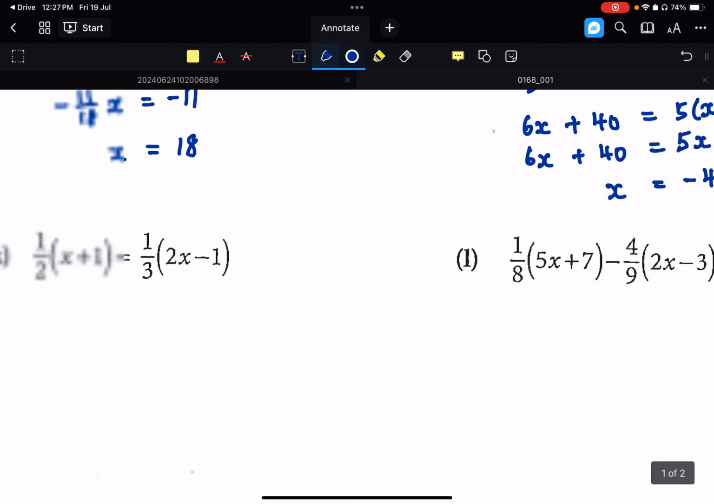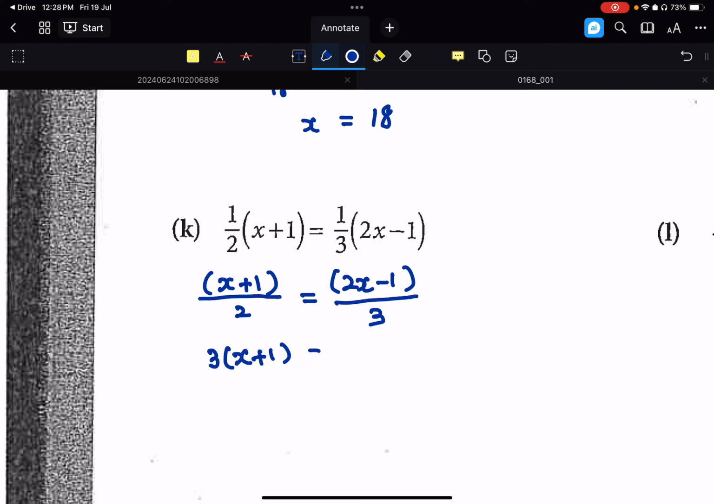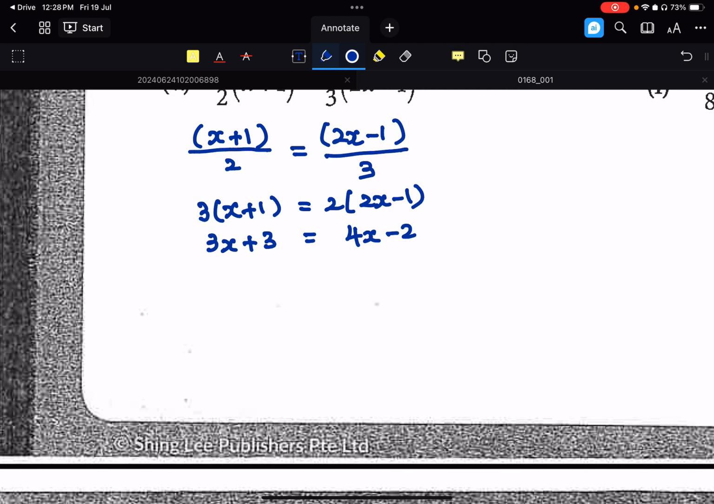Okay, so moving on. Now here, same situation, I will first prefer to write it in this way, x plus 1 over 2 equals to 2x minus 1 over 3. Because this is a situation where we have one fraction equals to another, it's perfectly fine to just do a cross multiplication. So we have 3 times x plus 1 equals to 2 times 2x minus 1. Expanding it, 3x plus 3 equals to 4x minus 2. So put them together, 3 minus 4 is negative x equals to negative 5, x equals to 5.